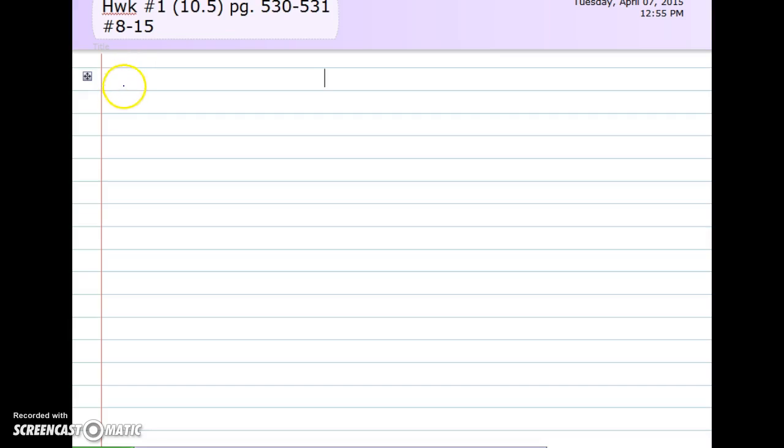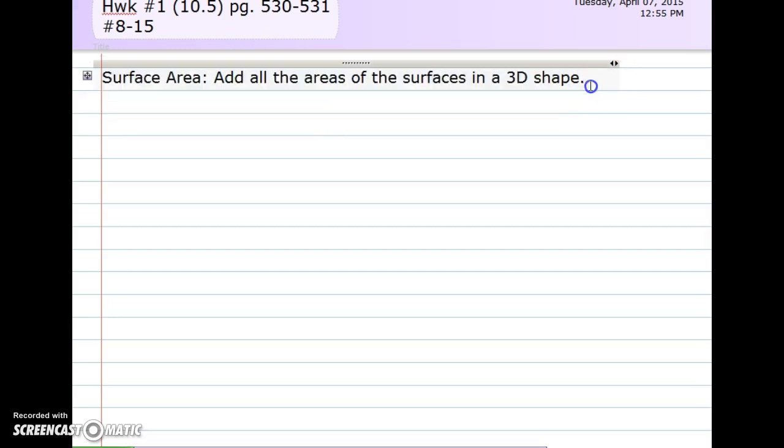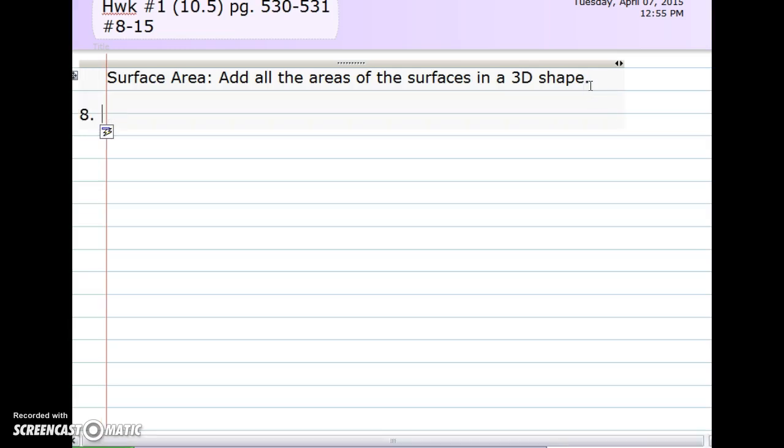So today in class, we calculated the area of surfaces of a 3D shape. What we're going to be doing is calculating the surface area of a shape. Now, 3D shapes have several surfaces, and if I add up all the areas of the surfaces in a 3D shape, that would be your surface area. So keep that in mind. So let's start with number 8.